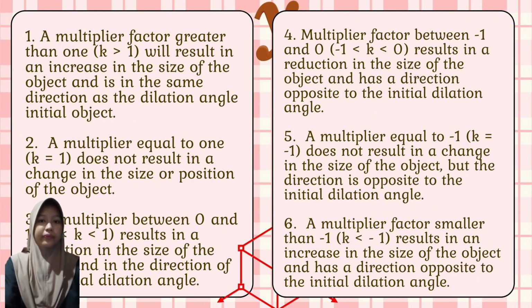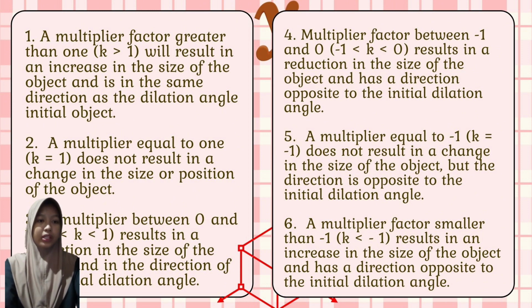Number 4. Multiplier factor between minus 1 and 0. Minus 1 is smaller than k and k smaller than 0. Results in a reduction in the size of the object and has a direction opposite to the initial object.